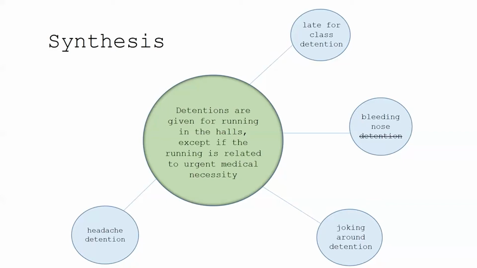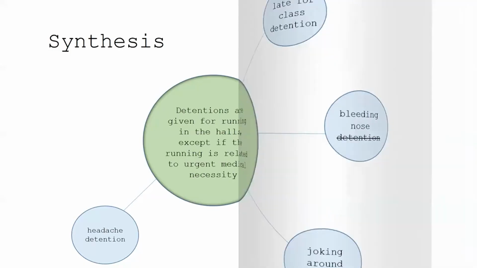And now you see the rule is coming into sharper focus. So we might say something like this: detentions are given for running in the halls, except if the running is related to an urgent medical necessity. So I think we can make a distinction between the bleeding nose and the headache based on its urgency. And that might be the rule that we synthesize for use in future cases in an effort to determine if a detention will be given or not.